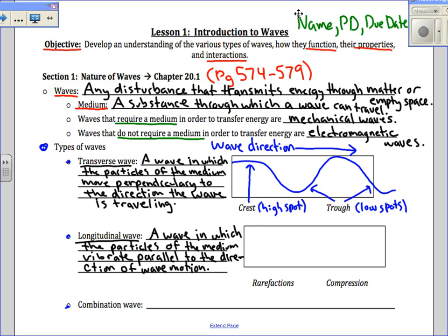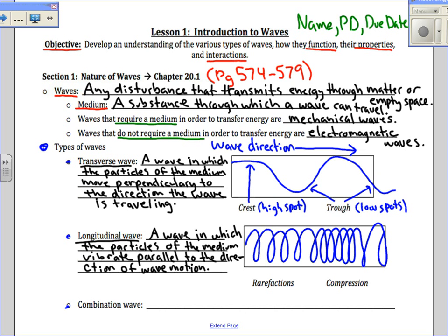Okay, and I'm going to draw a longitudinal wave. It's basically like a slinky. So the rarefactions are the areas where they're spread apart, and the compressions are the areas where they're very close together. Okay, the particles are close together. And now I'll draw another rarefaction over here. Okay, so these are the compressions. This is the area of compression, and this is the area of rarefaction. So rarefactions are the areas where the particles spread, and this is the area where they crowd together, the compressions.